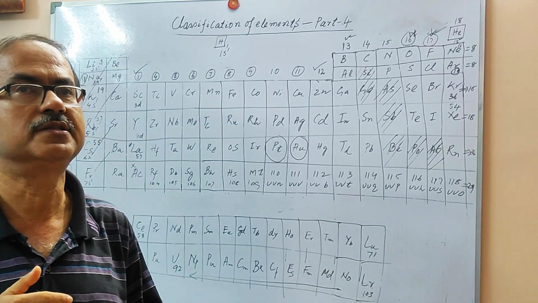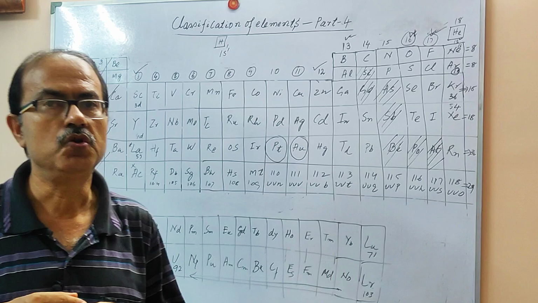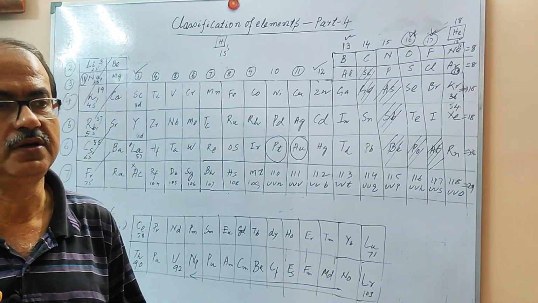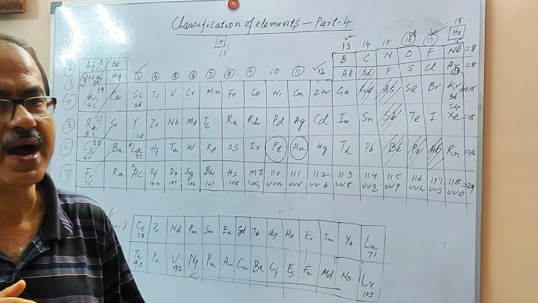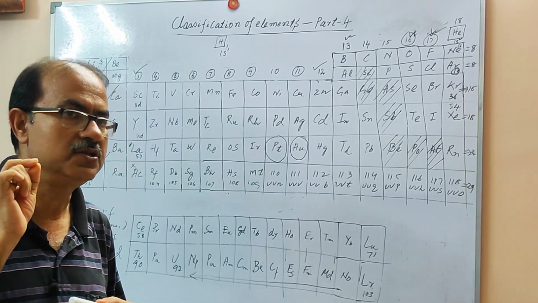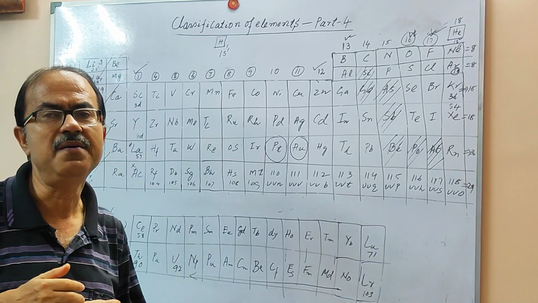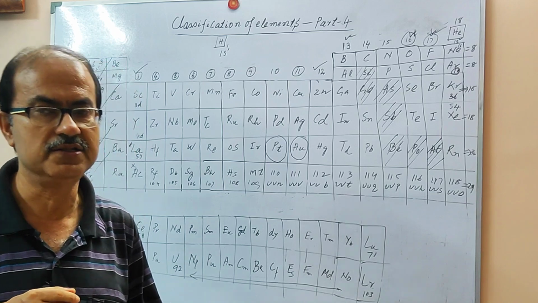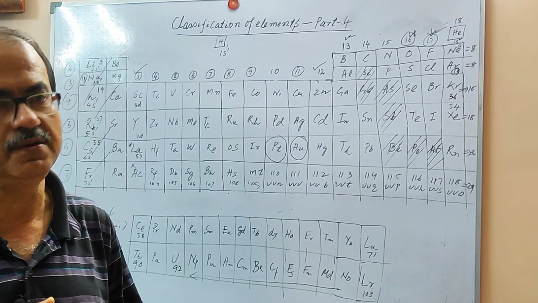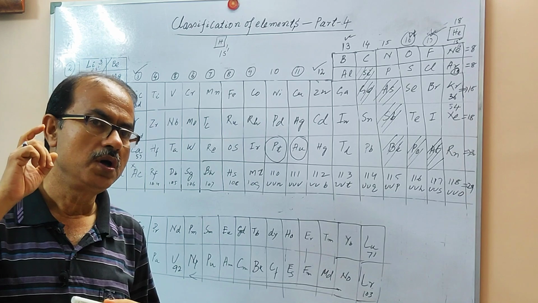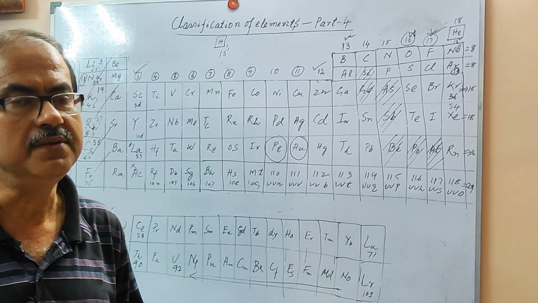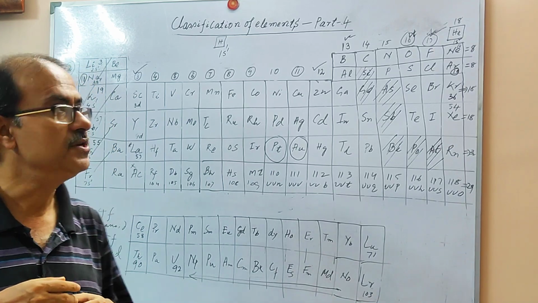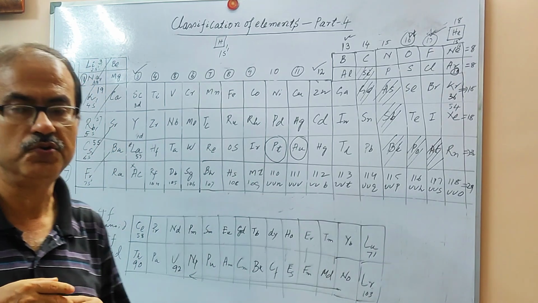In the first period, that is n equal to 1, the principal quantum number of the outermost shell is 1, and it has the first element, hydrogen. Hydrogen has atomic number 1, and it is only the 1s orbital, the filling of the lowest energy level. So this is hydrogen, and the other element in the first period is helium. This is 2 elements.